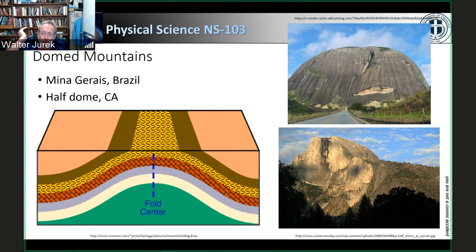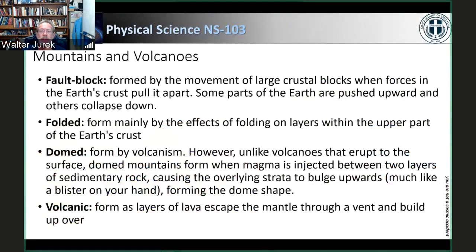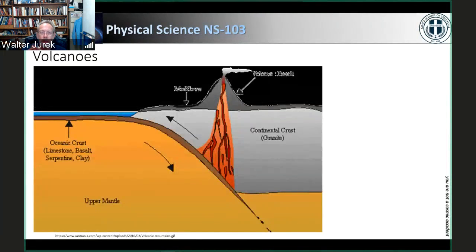Okay. The one on the top is down in Brazil. Some of you may be familiar with Half Dome out in California. That's the lower picture. So dome seems to be quite a good description of these. And then we have the classic volcanoes, right? As lava comes up through the mantle and spews out. Here's a great picture.